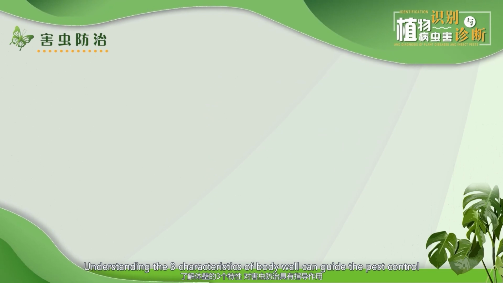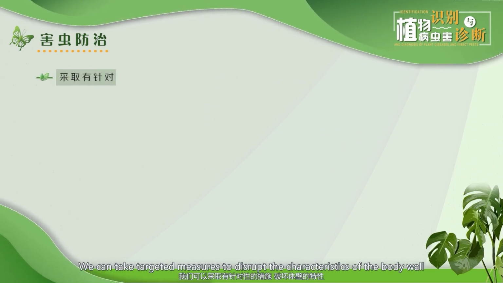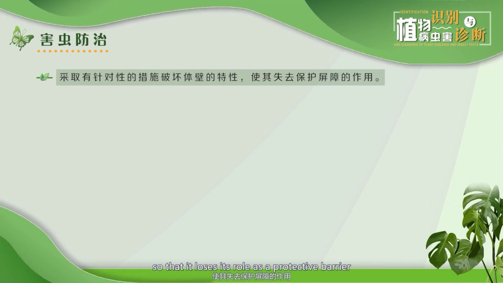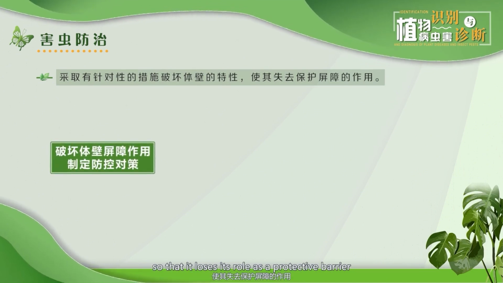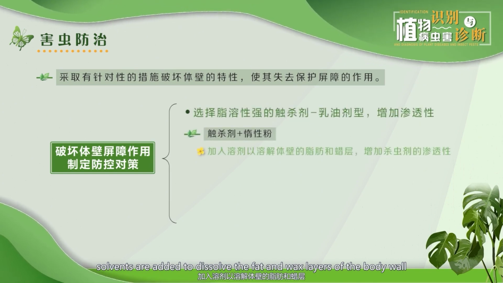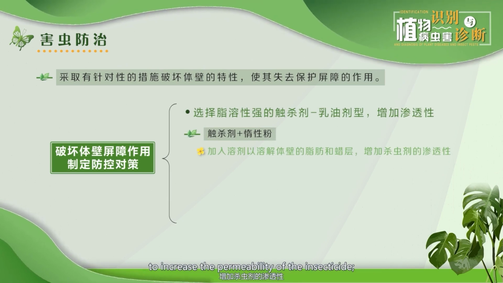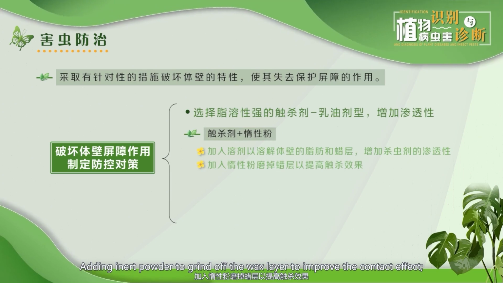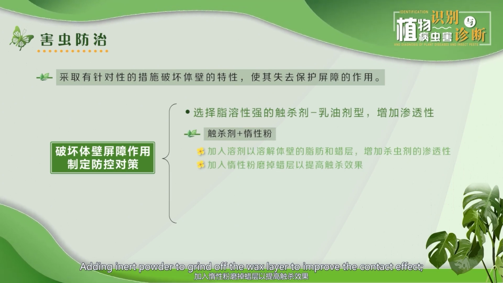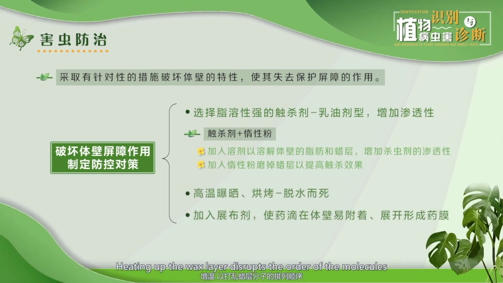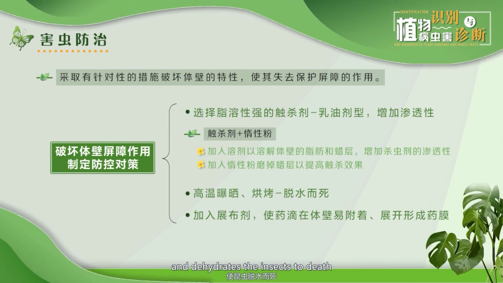Understanding the 3 characteristics of the body wall can guide pest control. We can take targeted measures to disrupt the characteristics of the body wall so that it loses its role as a protective barrier. For example, solvents are added to dissolve the fat and wax layers of the body wall to increase the permeability of the insecticide. Adding inert powder grinds off the wax layer to improve the contact effect. Heating up the wax layer disrupts the order of the molecules and dehydrates the insects to death.